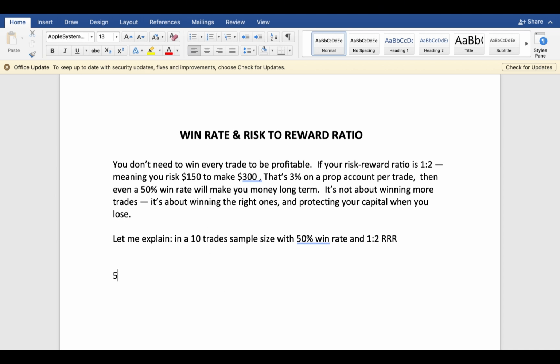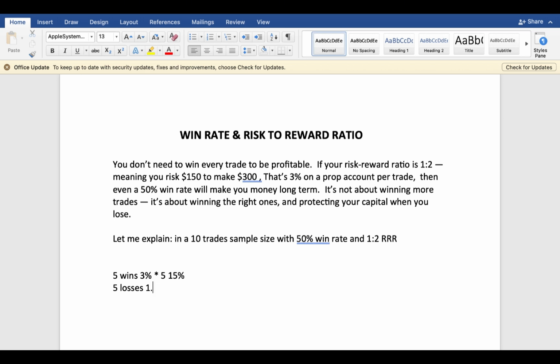So that will be about 5 wins, risking 1.5% per trade to make times 2, so that will be 3% in profit, multiplied by 5, and that will be 15% in profit for the wins, whereas the 5 losses would be me losing 1.5% each.